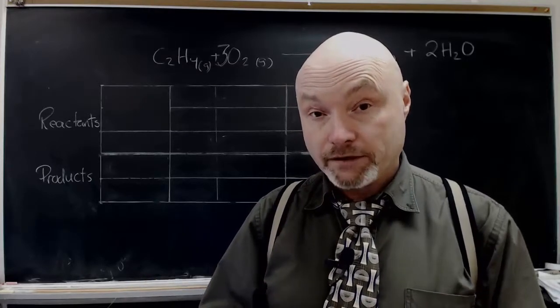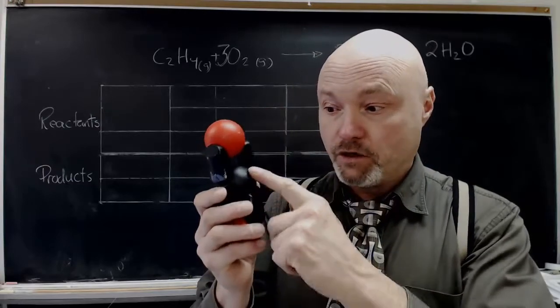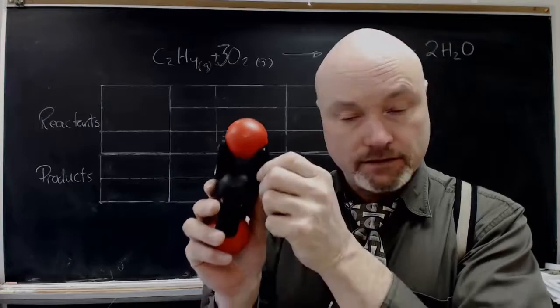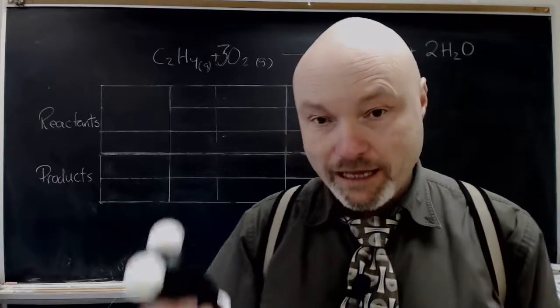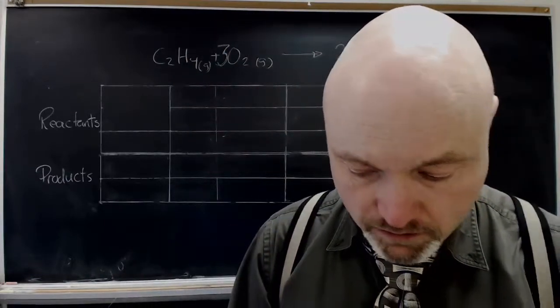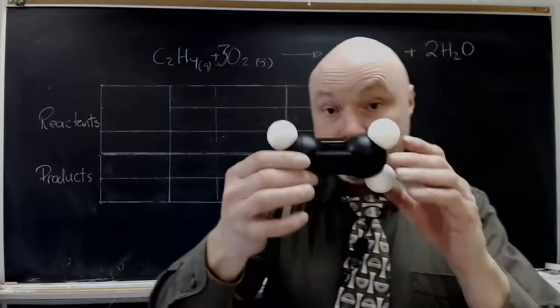And so what matters is the kind of bonds that are involved. What are the two elements that the bonds are connecting, whether they're double bonds or single bonds, as well as the number of those bonds that are involved. And so ethene is the molecule.